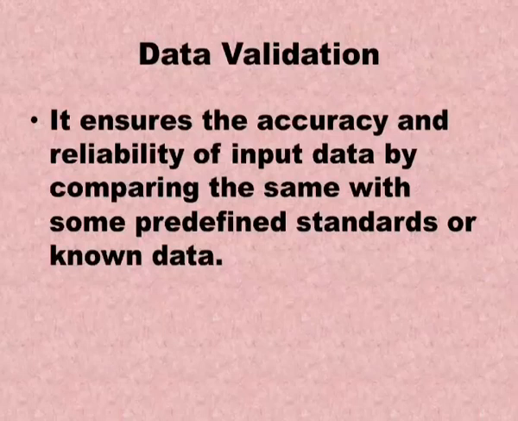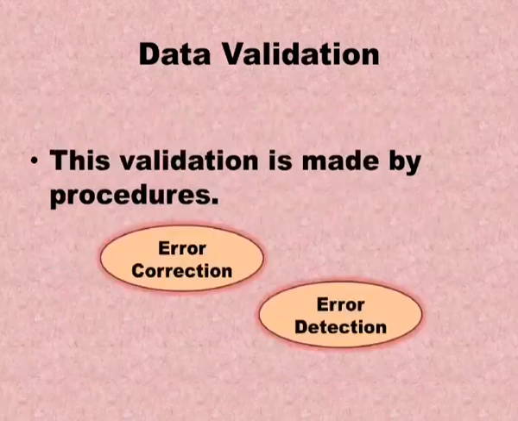Second is data validation. It ensures the accuracy and reliability of input data by comparing the same with some predefined standards or known data. This validation is made by error detection and error correction procedures. The control mechanism wherein actual input data is compared with predetermined norms is meant to detect errors, while error correction procedures make suggestions for entering correct data input.